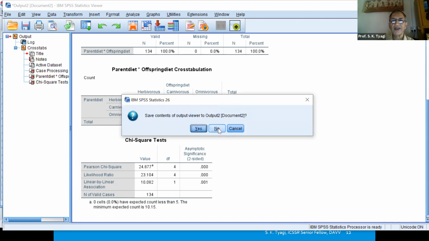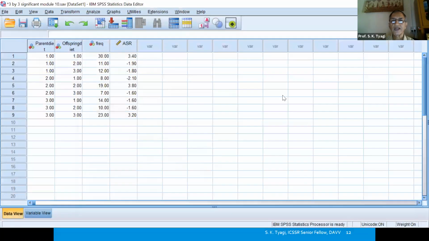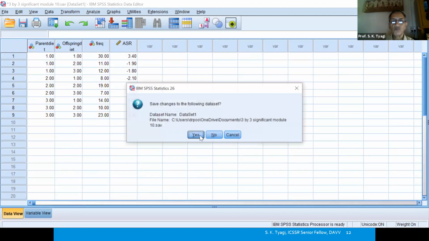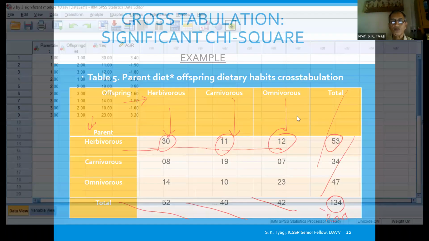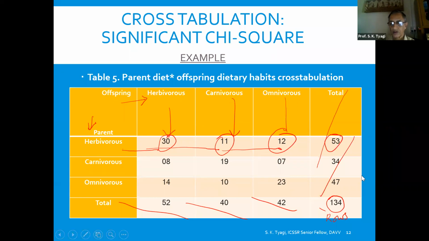So this way, in a simpler manner, we can enter the data using weight cases. Okay. Now let me come to the presentation.